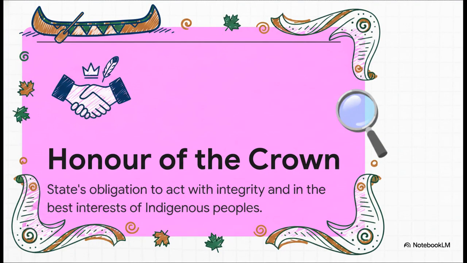Okay. We have to start with the honor of the Crown. This principle literally colors absolutely every other legal test we're going to talk about today. Listen, it is not just some polite, flowery phrase. It's a strict constitutional obligation. Because the Crown assumed sovereignty over these lands, it operates under what's called a fiduciary duty. Basically, that means the state is legally required to act with the utmost good faith, fairness, and integrity in the best interest of Indigenous communities.